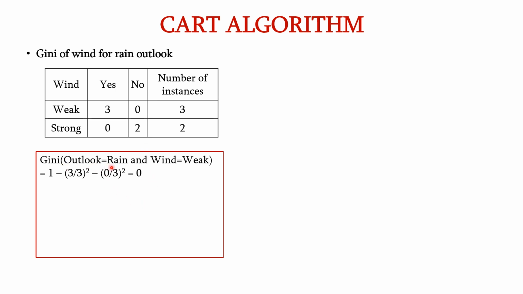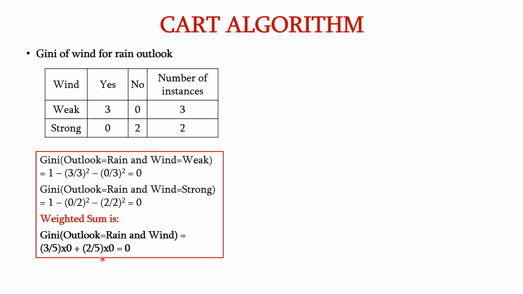Gini of outlook equal to rain and wind equal to weak is 1 minus 3 divided by total number of instances, that is 3 by 3 whole square, minus for no it is 0 by 3 whole square, and the answer is 0. Similarly for strong it is 1 minus, for yes it is 0 by 2 whole square, minus for no it is 2 by 2 whole square, and the answer is 0.